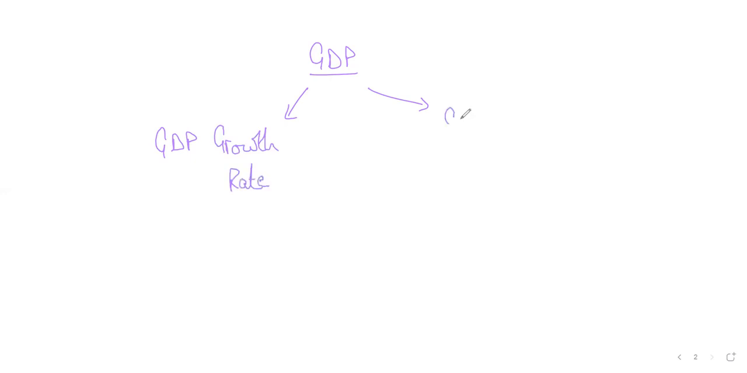And another way to compare a country's progress is through GDP per capita. What is GDP per capita? GDP per capita is average income. And how do we calculate the average income? We just divide the GDP of a country by its population, and that gives us GDP per capita, right? So students, that is something that we have already discussed.